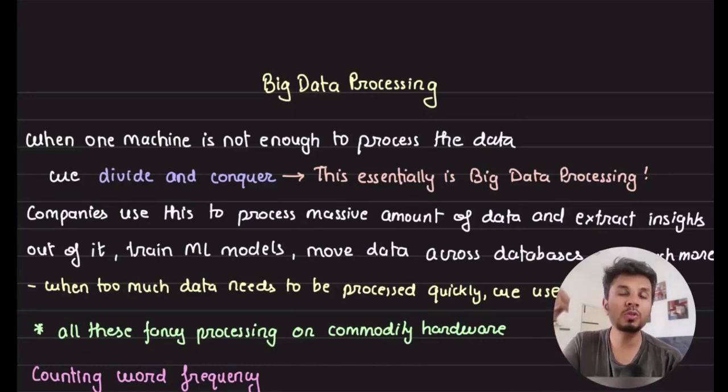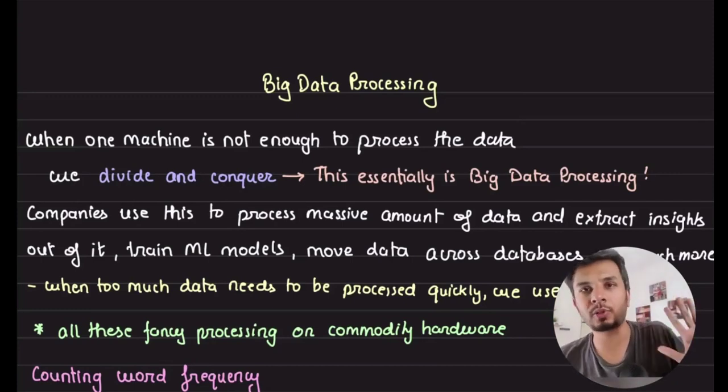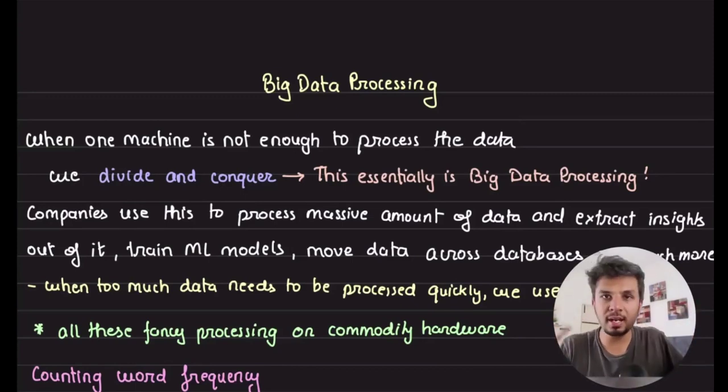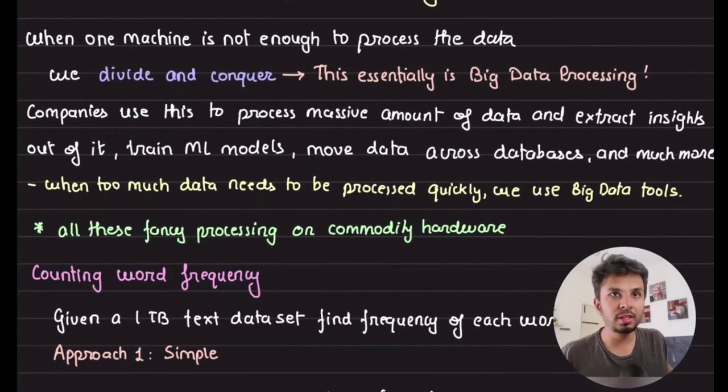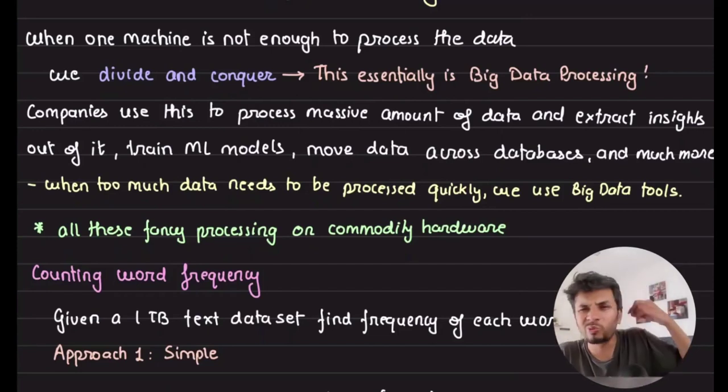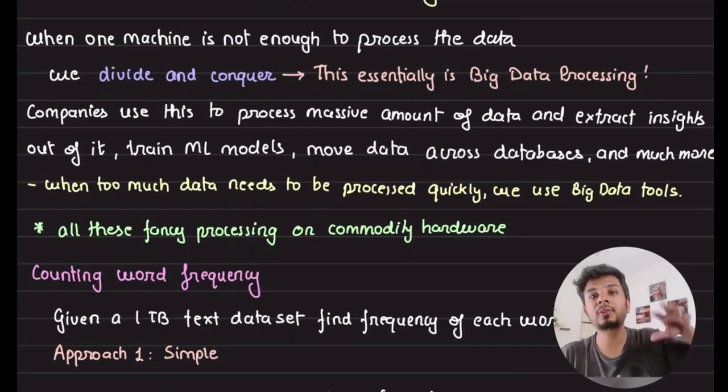The idea is because one machine is not capable of processing a huge amount of data, we do divide and conquer. This essentially is big data processing. One machine not able to do something, you distribute it, get it done by leveraging a lot of hardware, right? Okay, so companies use this to process massive amounts of data and extract insights out of it, train models, like machine learning models that you have, to move data across databases into sales systems, into advertisement business, into whatnot, right? So all of this is done through big data tools.